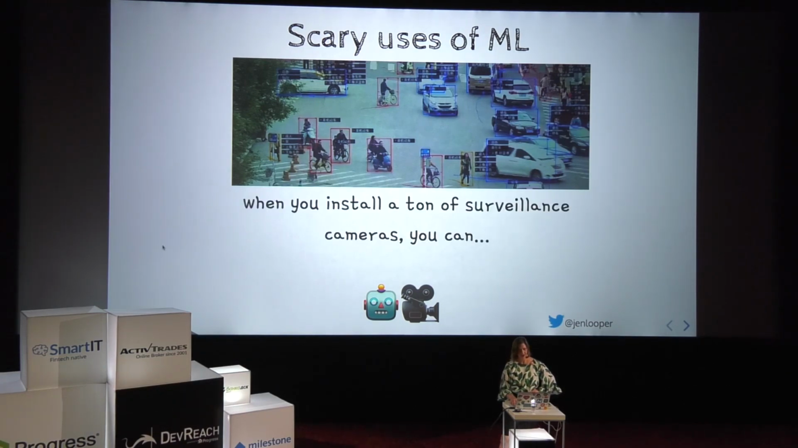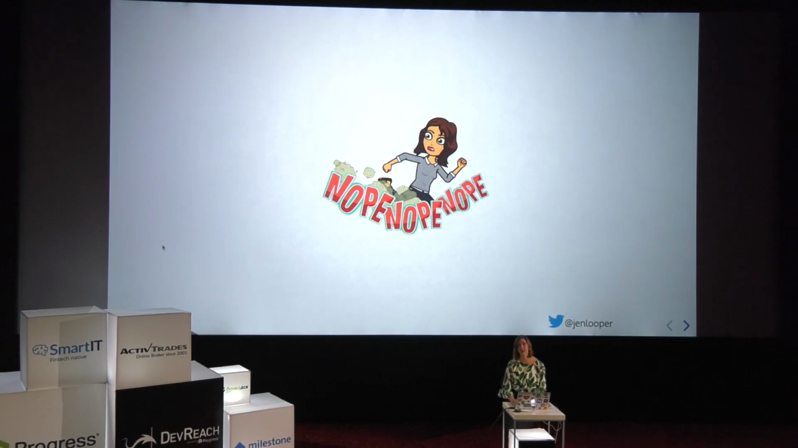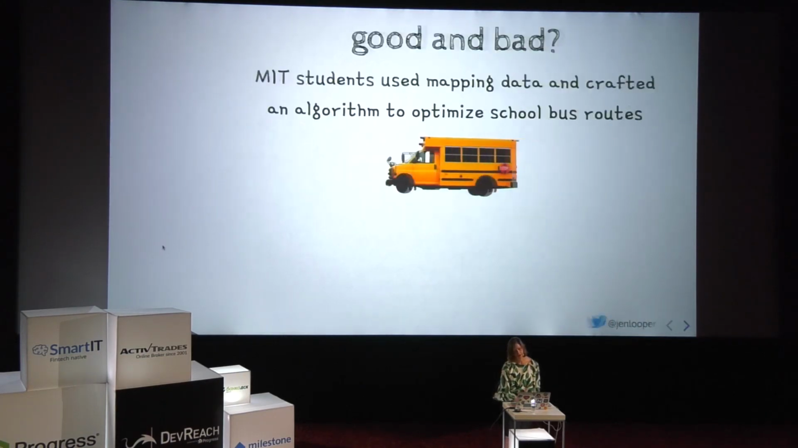Very interesting. So if you install a ton of surveillance cameras, you're going to get a lot of data, and you're going to be able to get really good at facial recognition algorithms, and you're able to match faces to IDs. Everyone in China is in a database. And you can monitor group emotions. That's always fun. And you can track their location. It's not like Uber and Facebook don't do this, right? So not to call out any particular country, but this sort of surveillance is, for me, a big nope, because it is not opt-in. I prefer Stitch Fix methods. You can opt in, and everything's good. So for me, this is a big nope.